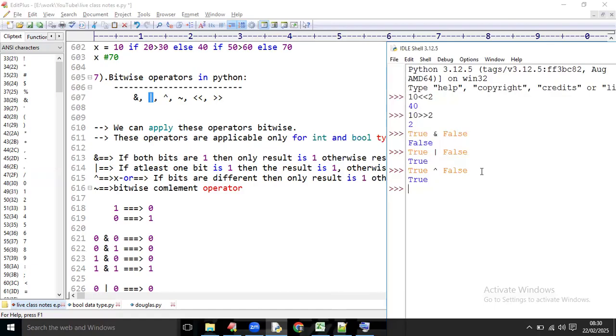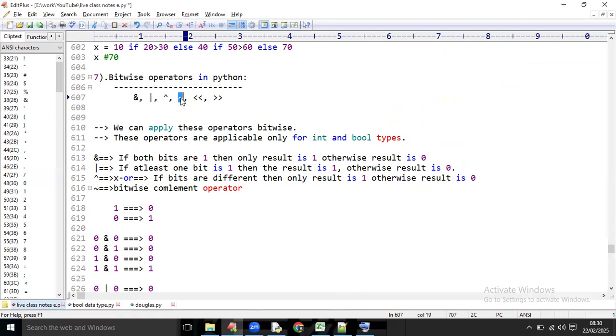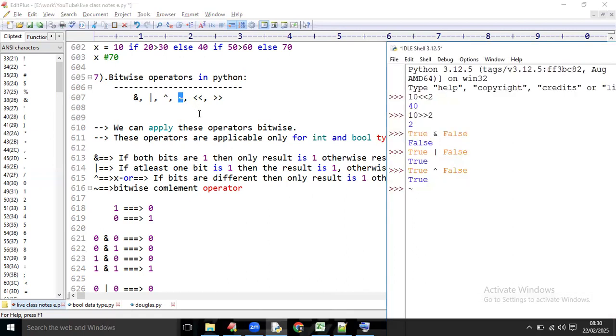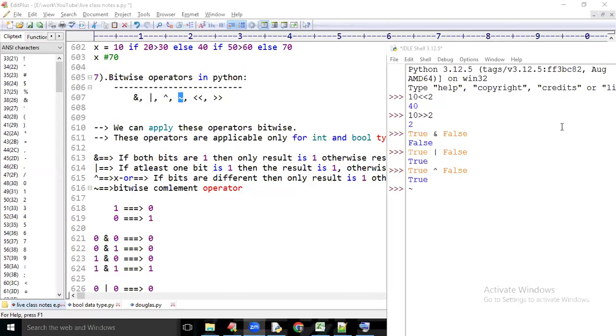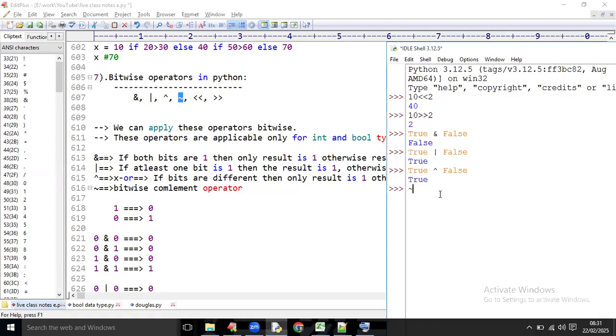Next, what will be the negation of true? Give me a minute, guys. So the output of negation of true is... for understanding this, we need to take one formula, that is minus of n plus 1. Like that it will operate. Here I'm going to show the formula.